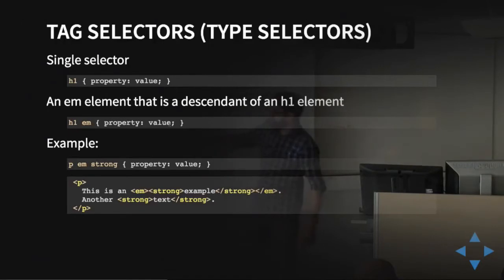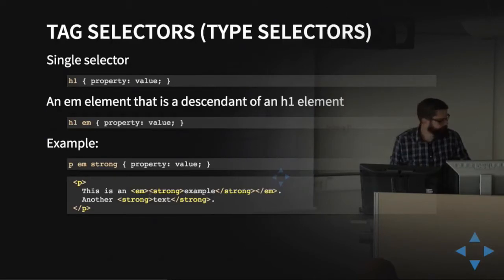So we have, this one is even more complicated, P blank space EM blank space strong. This will say that take every strong element that is a descendant of an EM element that is a descendant of a P element. So we have like a chain of events. So this strong here is a descendant. I should mark with my pointer instead. This one is a descendant of this one because it's inside of this one, the EM, which is inside of the P. So the EM is a descendant of the P. So this text here will be selected because this statement is true.